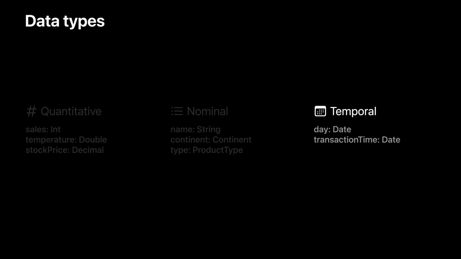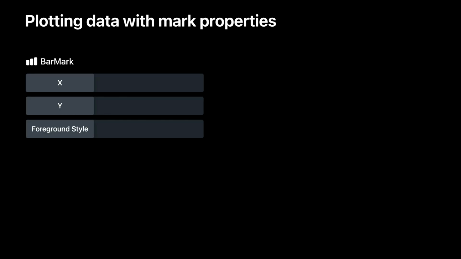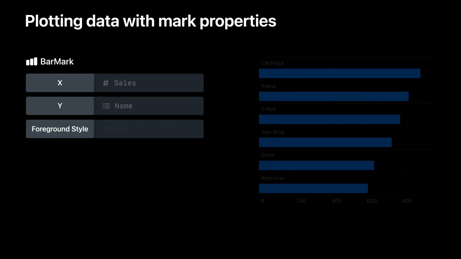Temporal data represents a point or interval in time. For example, the duration of a particular day, or the exact time of a transaction. Swift Charts treats date as temporal data. The chart works by transforming abstract data, like sales value, into the property of marks. Let's take a look at bar mark, which can plot data with x, y, and foreground style properties.